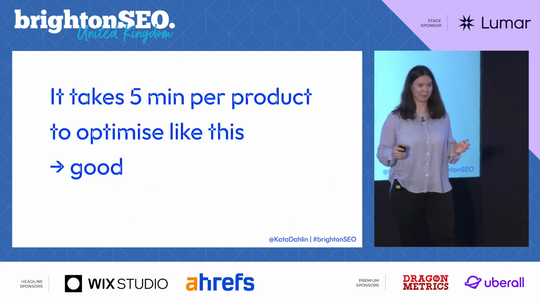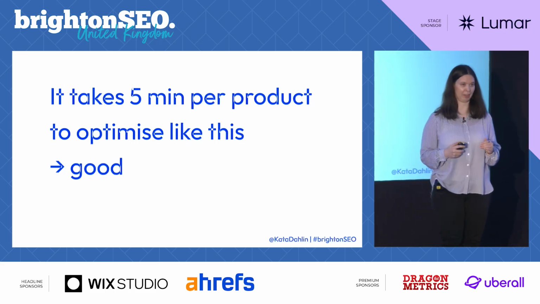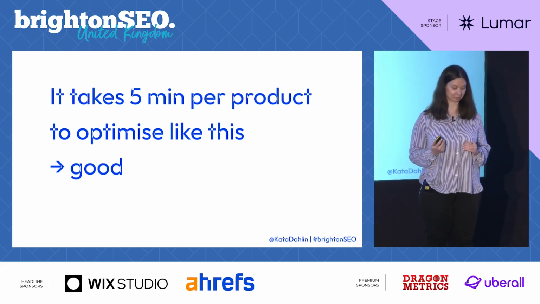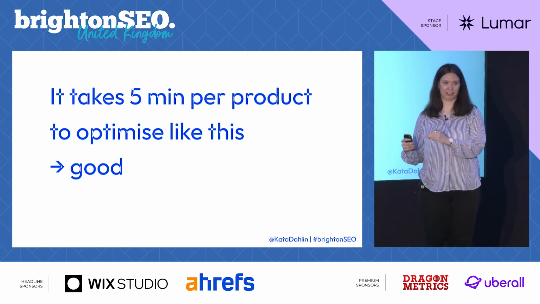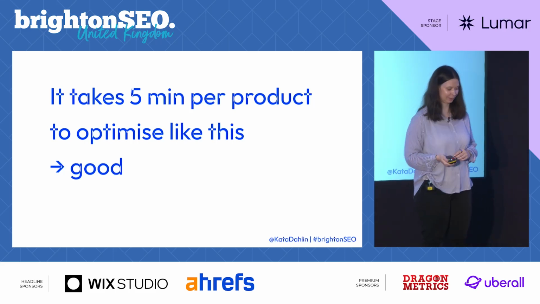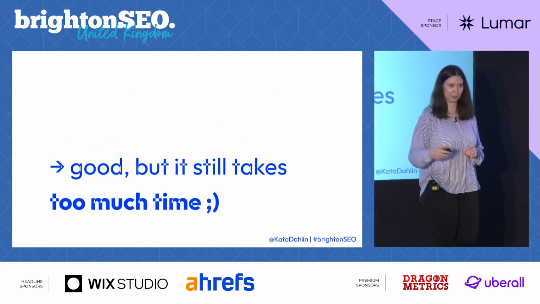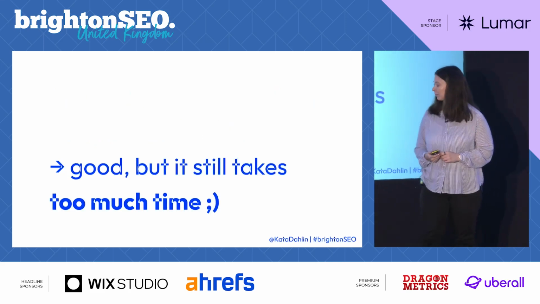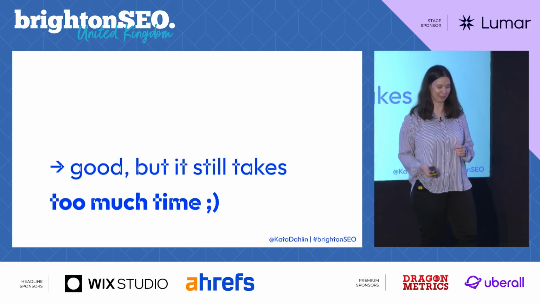So optimizing like this with custom GPT, it still took me like 5 minutes per product, when I had to copy-paste the prompt into the GPT, wait for it to write it, copy-paste the answer, add to my site, and update the edits. That was good, but it was too slow. I still had 9,500 products on my site, so I needed to find a better way.